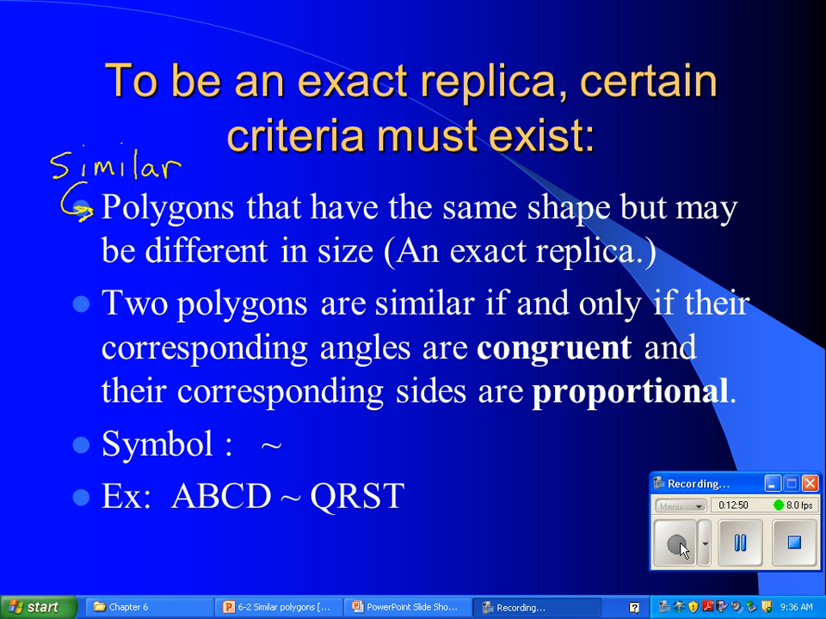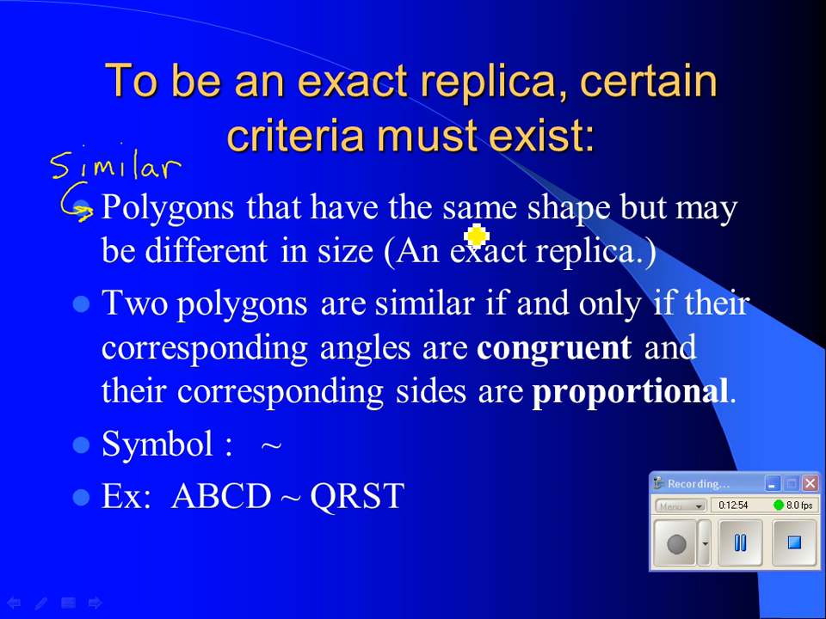Polygons that have the same shape, so they're going to have the same shape, but they could be different in size. They don't have to be different in size, but if they're the same size, what's their scale factor going to be? 1. Right? So if you have two triangles and they're exactly the same, when we were doing congruent triangles, they did have a scale factor, but it was always 1. Because if this side over here was 5, then the corresponding side had to be 5.